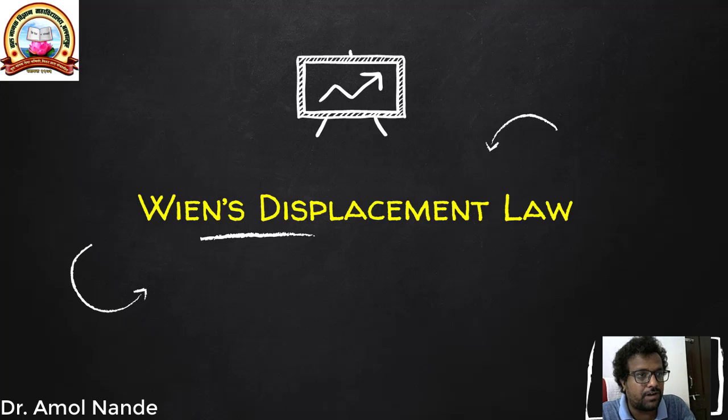The basics of Wien's displacement law we have already seen in the very first lecture of this series, where we talked about the spectral distribution curve for black body radiation.